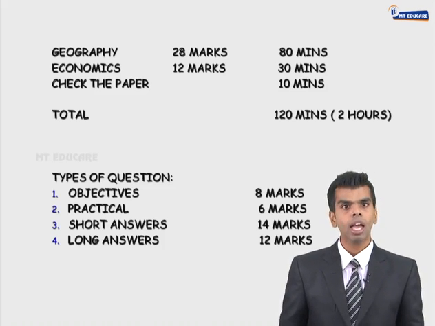And the last one is the long answers of geography economics, that is question number 4, 8 marks, and question number 7, 4 marks. So 12 marks for the long answers. In all I can say 40 marks you have in objectives, practical, short answer, long answer.